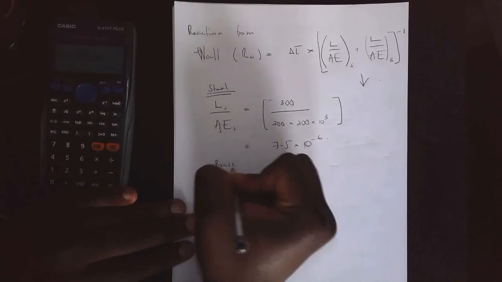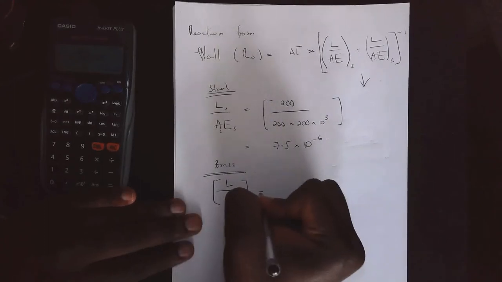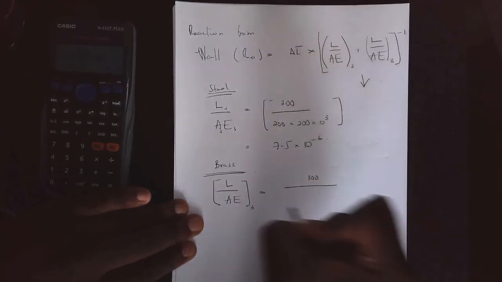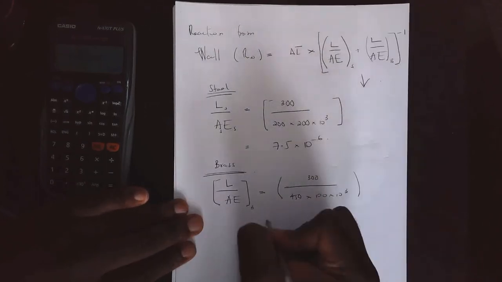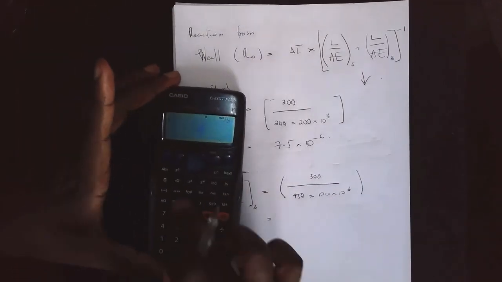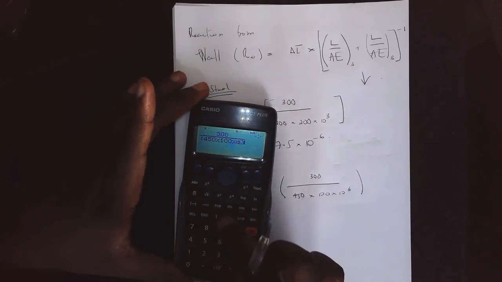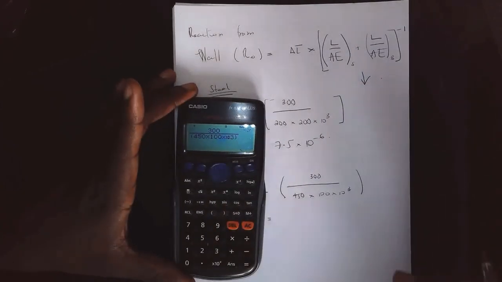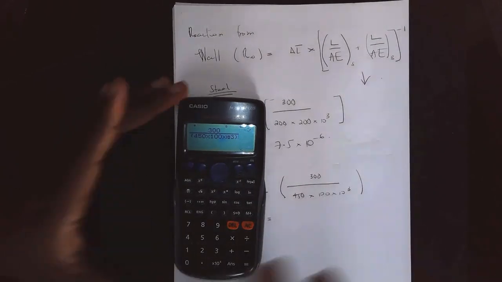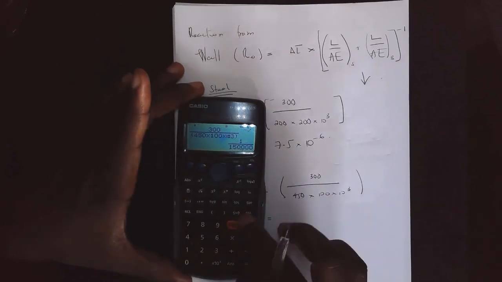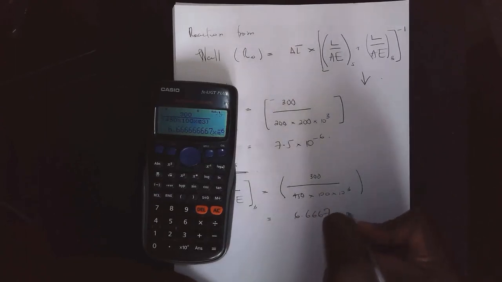For brass, L over AE for brass is equal to 300 divided by (450 times 100 times 10 to the power of 3). If we bring our handy calculator, that'll be 300 divided by (450 times 100 times 10 to the power of 3). As a reminder, I'm working things out on the basis of millimeters. So if you're working on the basis of meters, it's very important that you keep all units in meters. Don't mix millimeters and meters, otherwise you will make an error. So this is 6.6667 times 10 to the power minus 6.